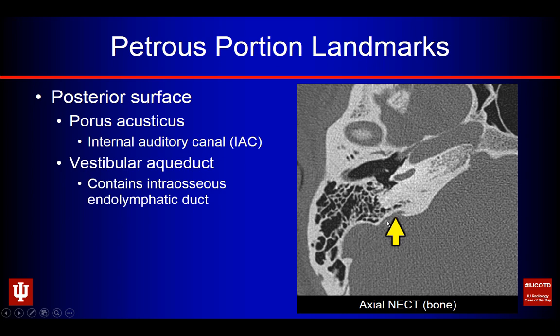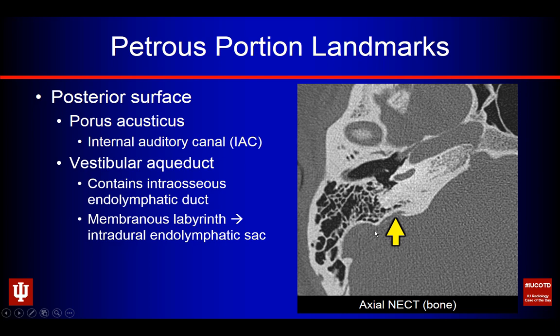Now, right about where that yellow arrow lies is where the endolymphatic sac would be, sort of on the back wall here. And it's important to keep in mind that the membranous labyrinth is what's connected to that intradural endolymphatic sac via that endolymphatic duct. Something that we don't really see on CT, but we can get an appreciation for on MRI, and we'll look at that later in the talk.